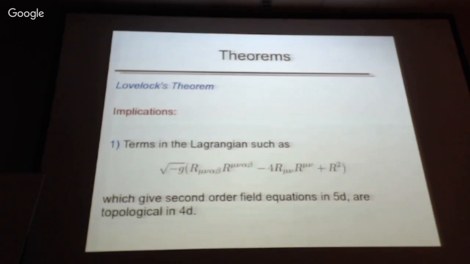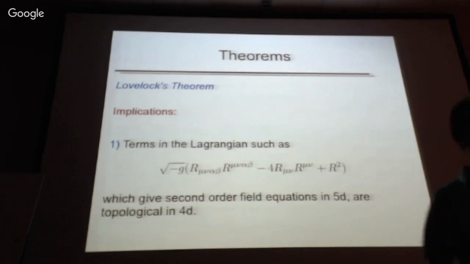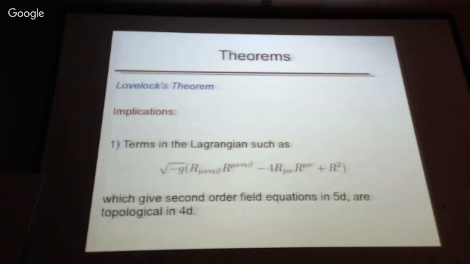Well, one of the implications, for example, is that this combination of R squares, which is called the Gauss-Bonnet combination, with Riemann and Ricci tensors and Ricci scalars, cannot be within the theorem. And we know that it has second-order differential equations. However, they're only dynamical in 5 dimensions or above. In 4 dimensions, they're topological. That means they're just a total derivative at the level of the action.